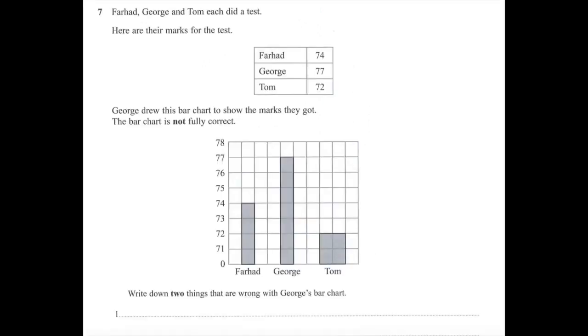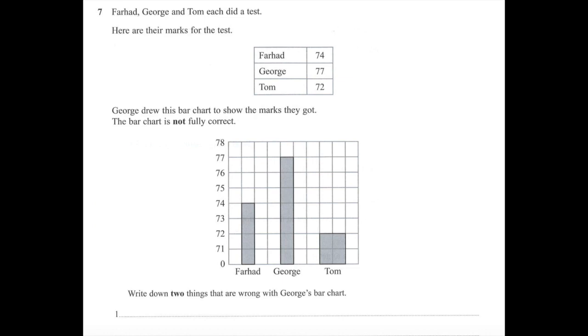That's your final answer. Question 7. Fahad, George and Tom each did a test. Here are the marks for the test. Fahad 74, George 77, Tom 72. George drew this bar chart to show the marks they got. The bar chart is not fully correct. Write down 2 things that are wrong with George's bar chart.